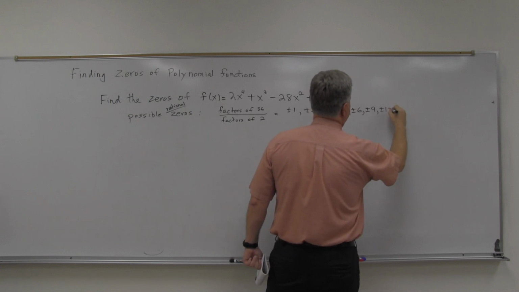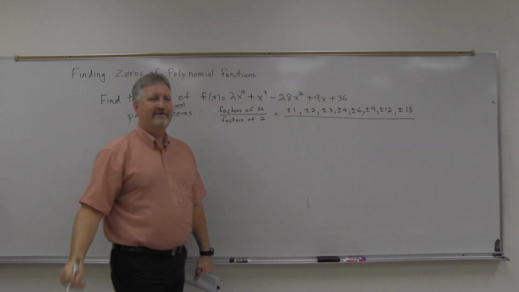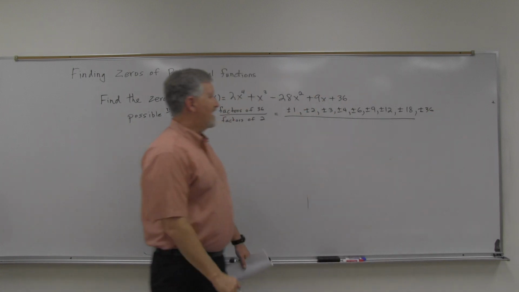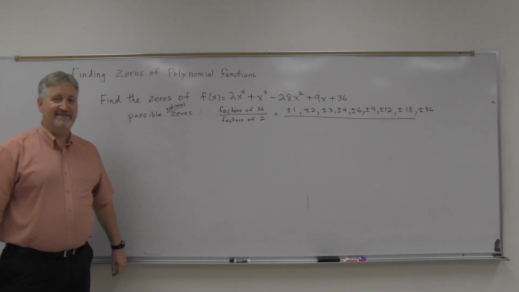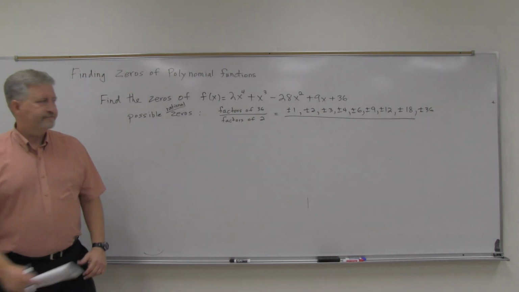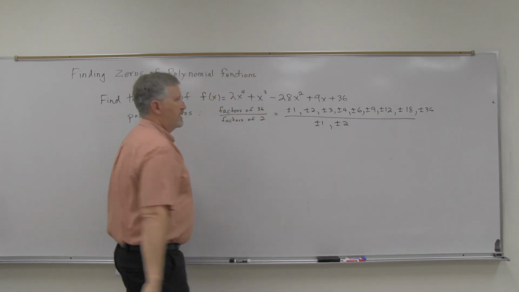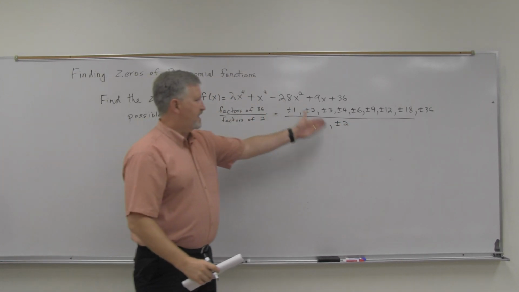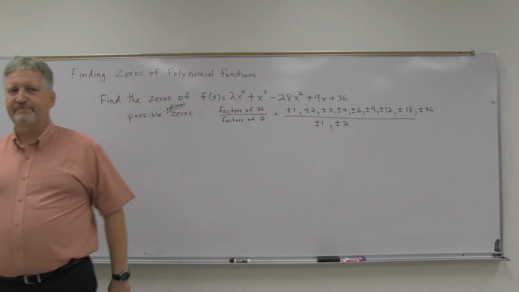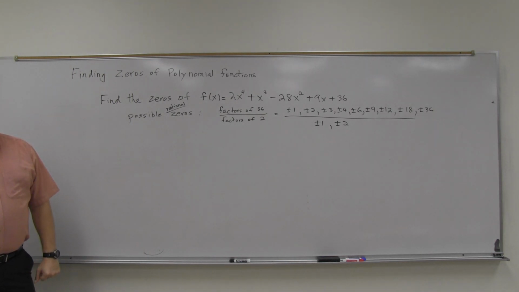Got one more. Yeah, that's quite a list for 36, so it could be quite lengthy. And then factors of 2: plus or minus 1, plus or minus 2. All right, so each one of the top divided by each one of those. I won't list them all out. That suffices, I think. If you got that, you hopefully understand what we're doing there.